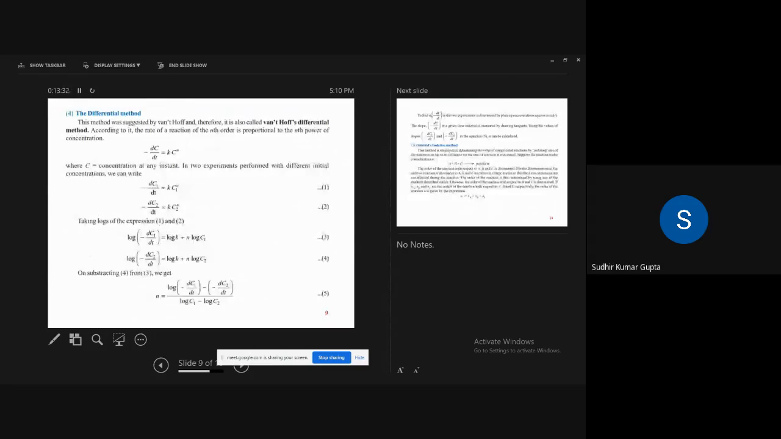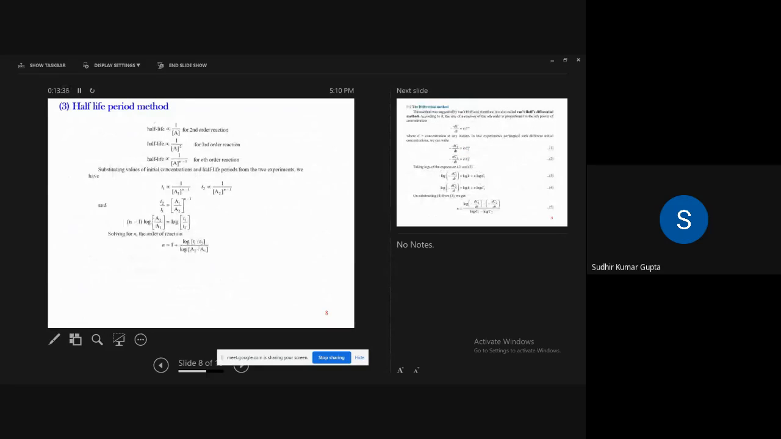In the third method, what we have to do? We have to determine the half-life time for two reactions, when half of the reactant is converted to product. We need to use that concentration and we get to know the value of the order.